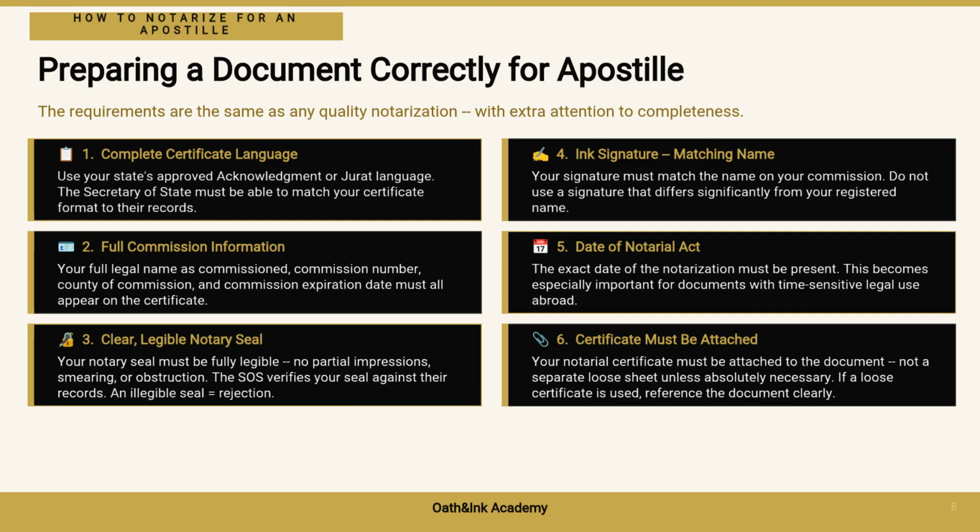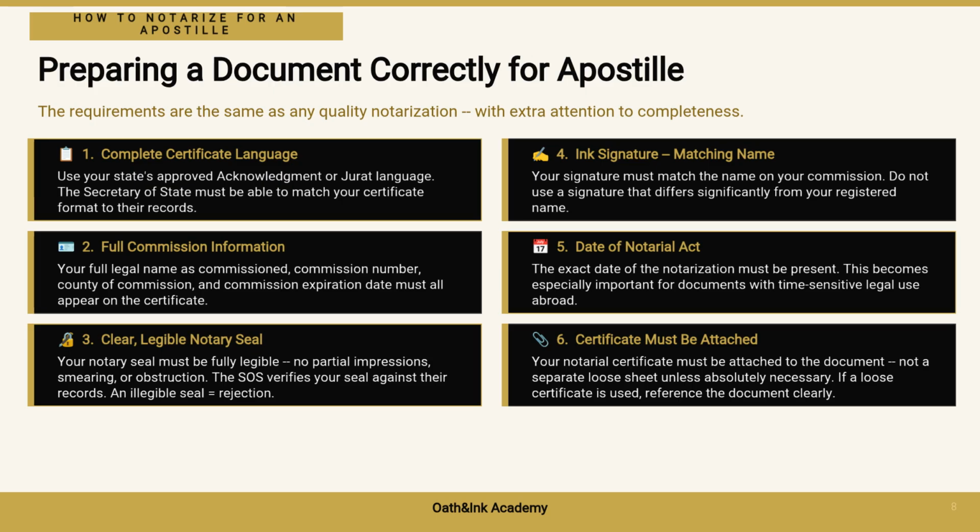Fourth, your ink signature, matching your commissioned name. Fifth, the exact date. Sixth, certificate attachment. Your certificate should be physically attached to the document. If you use a loose certificate, reference the document clearly.